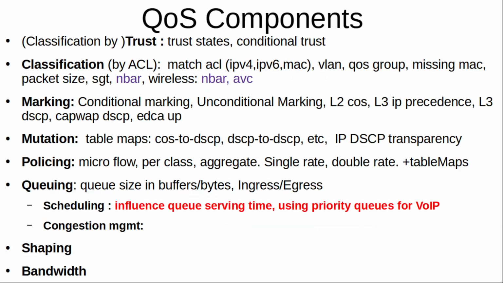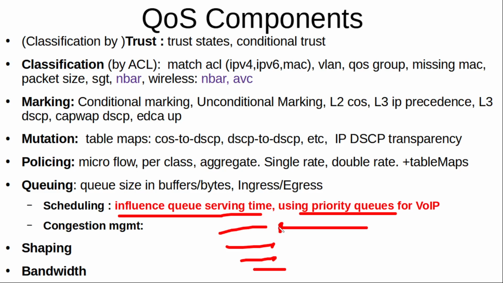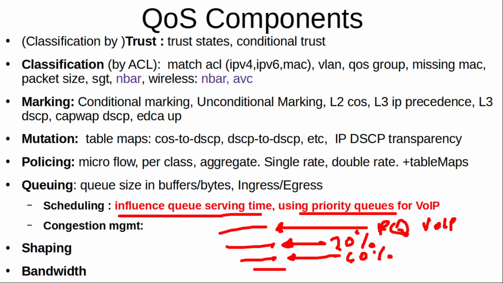And let's go for the next quality of service component, which is scheduling. That means influencing the queue serving time, or setting up some particular queues as priority queues. So for instance, you may have 4 queues, and you may say with scheduling that this is a priority queue that you will use for voice over IP, for instance, or for video traffic. And then this queue you may establish will be served 20% of the time, and this other queue will be served 60% of the time, and so on. So you can do that with the scheduling.